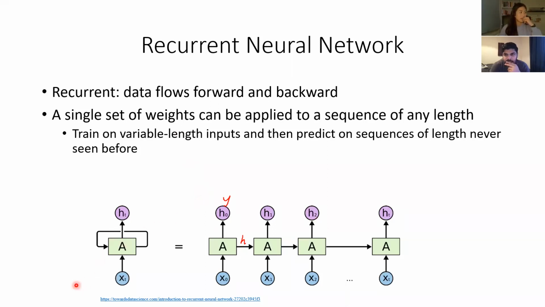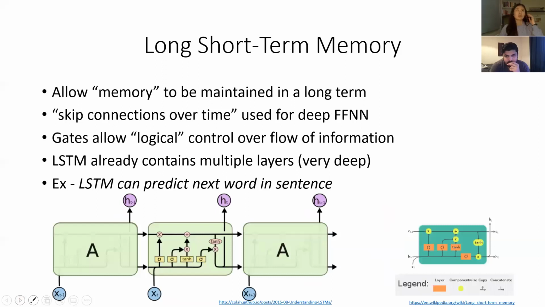So people tackled the issues with this long short-term memory cell.